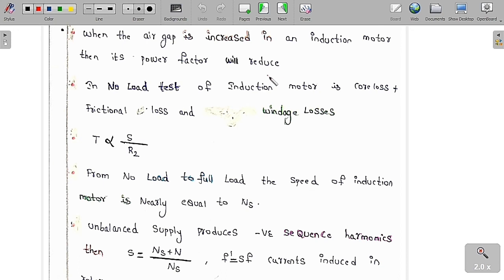The input in a no load test of an induction motor is core loss plus friction loss and windage loss. I have already told you, the no load test in an induction motor is similar to the open circuit test of a transformer.